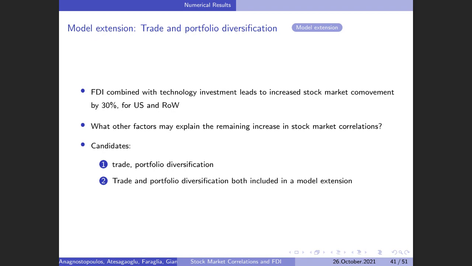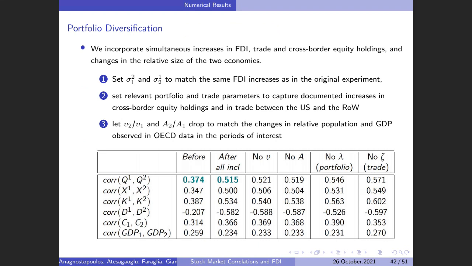First, we look at how the price correlations change before and after, when all these effects are included. The results did not change that much. As you can see, the before correlation is 0.37, the after correlation is 0.51. So we get almost the same results as in the case where we don't have trade and portfolio diversification, which gives us an idea that these things are not important.